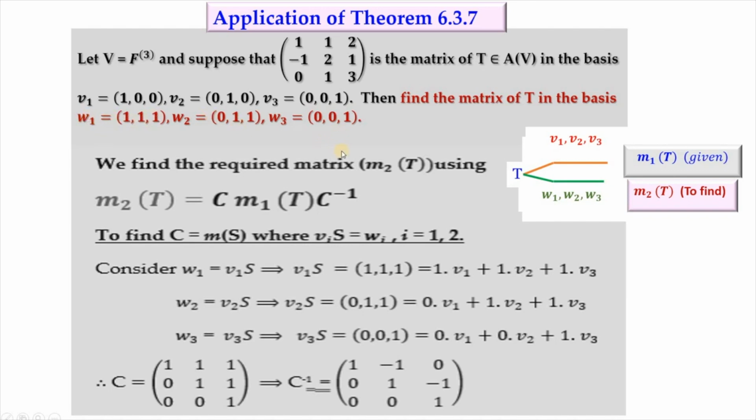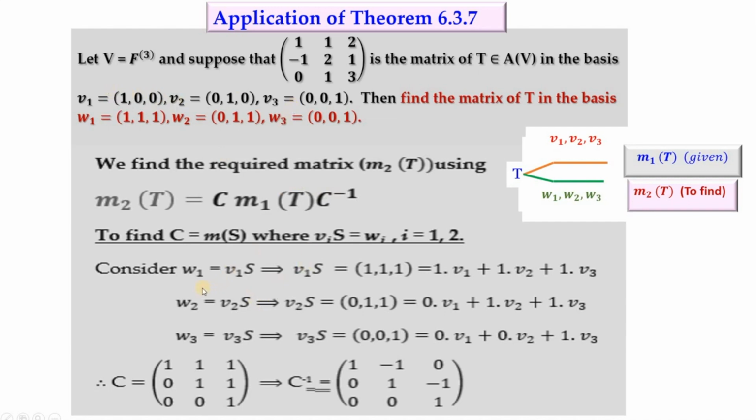See, one way of doing this problem is, given the matrix, we obtain the transformation, and having got the transformation and a basis, we can get the matrix. That is one way. But we want to apply this theorem 6.3.7, which states that M2 of T is C M1 of T C inverse. For which we need to compute what this C is, which is the matrix of S, which takes the basis elements Vi's to the basis elements Wi's. Right. Now there are 1, 2 and 3 elements in the basis.